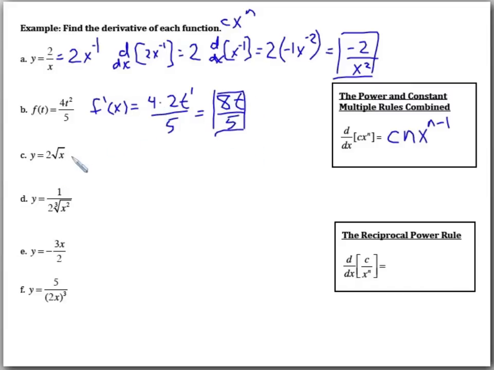For letter C, we don't like radicals, so we do want to deal with just fractional exponents. So this is 2 times x to the 1/2. So y prime is going to be 1/2 times 2. And then x to the, let's see, 1/2 minus 1 is negative 1/2. Now if we clean this up, 2 times 1/2 is gone. X to the negative 1/2 is going to go in the denominator, and we'll just write it as the square root of x. Okay.